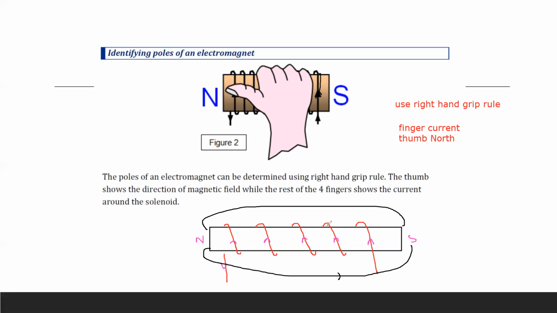Around the wire, it will be circular. Within the wire, it will be straight. So using the right hand grip rule, we can identify the magnetic poles, and using the magnetic poles, we can sketch the magnetic field.